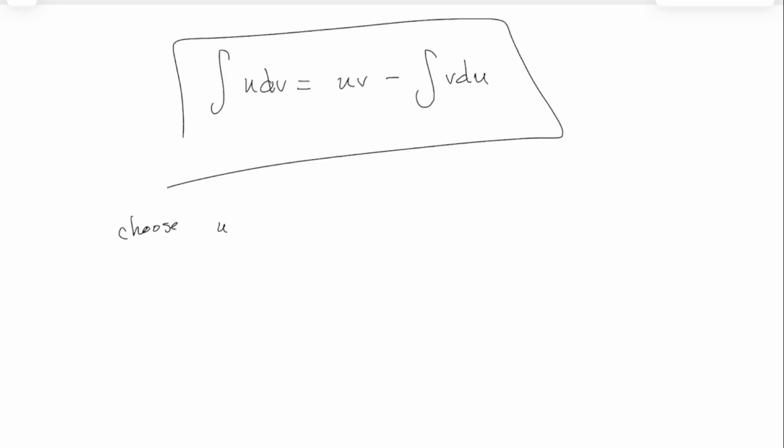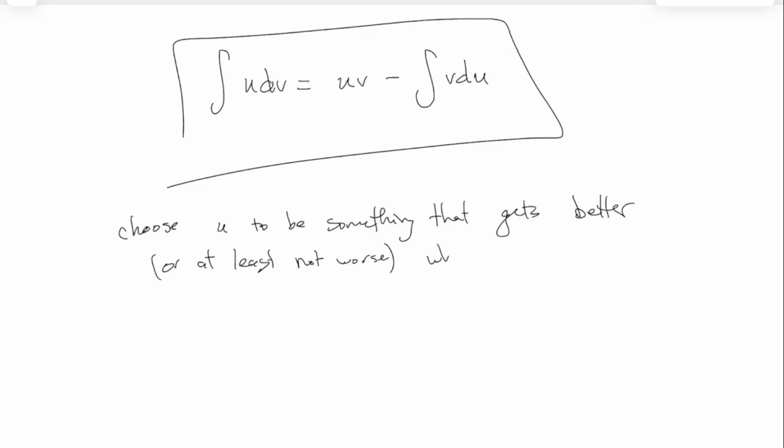So the basic idea is you choose u to be something that gets better, or at least not worse, when you do the derivative. So good choices for the u. The best choice for the u is typically a polynomial part, because a polynomial always gets simpler when you take the derivative, the degree decreases.